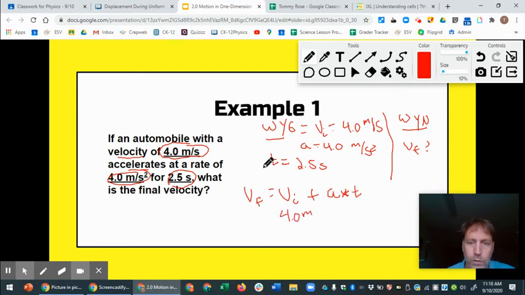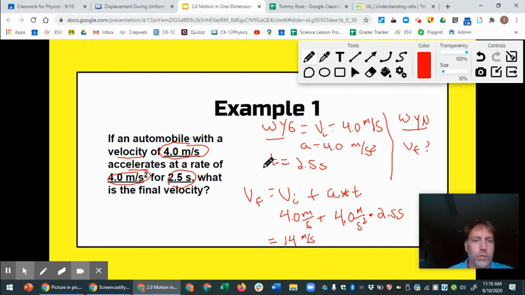4.0 meters per second plus 4.0 meters per second squared times time, which is 2.5 seconds. So if we get our calculators out and calculate that, we will get the answer of 14 meters per second. That would be our final velocity.